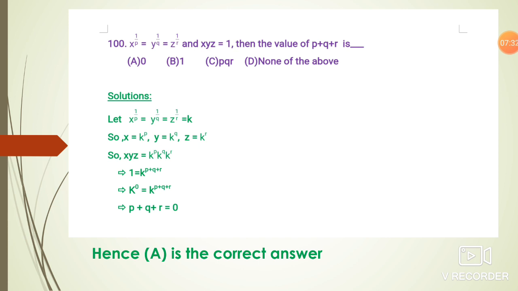After multiplying all three expressions, we will get xyz equals k to the power p, k to the power q, k to the power r. That means 1 equals k to the power p plus q plus r, because xyz is 1, and if three expressions are multiplied, then the powers will be added. So we will get k to the power 0 equals k to the power p plus q plus r, because k to the power 0 is 1. After comparing the indices, we get p plus q plus r equals 0. So A is the correct answer.